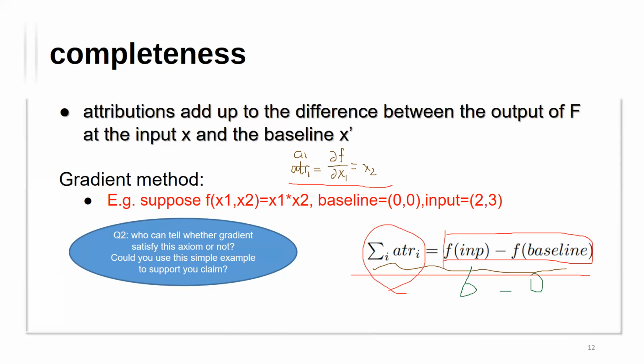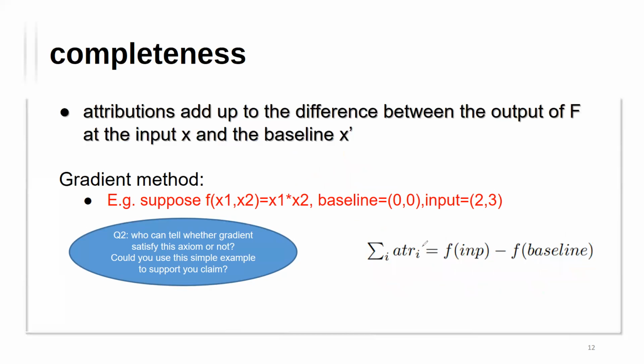No, so you have calculated the right part, but you still need to calculate the left part. If they are equal, then the gradient method should satisfy this axiom. How can I compute this one by the gradient? Here we have two variables, so you only calculate ATR1 and ATR2.